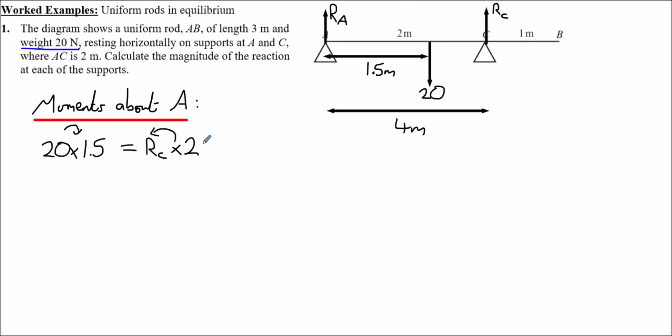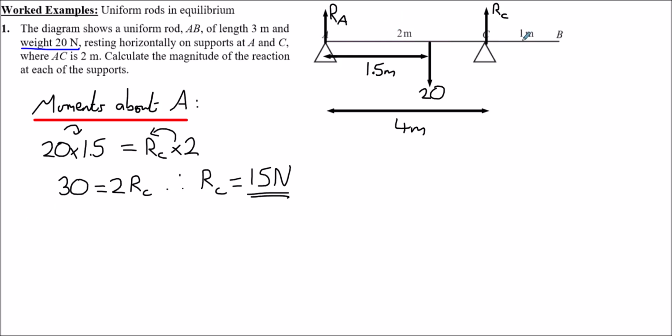Now we can simplify and solve. 20 times 1.5 is 30, and RC times 2 is 2 lots of RC. Therefore, if we divide both sides by 2, the reaction at C has to be 15 newtons. We could, if we wanted, do similar to work out the reaction at A. However, it's much easier to think about forces.